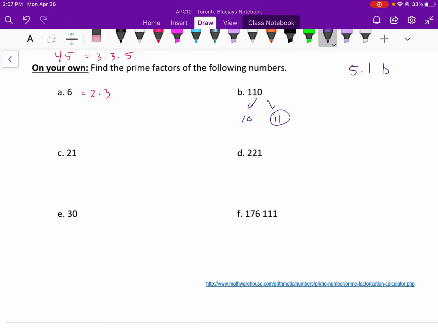So what two factors exist since 10 is even? For sure it has a factor of 2, but also 5. So 2 times 5 times 11 is 110. So that's the prime factorization of that.